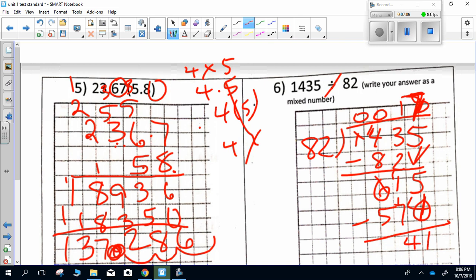So it was asked to write your answer as a mixed number. So this answer is 17 and 41/82, because this means there are 17 groups of 82 and 41 out of the next group of 82.